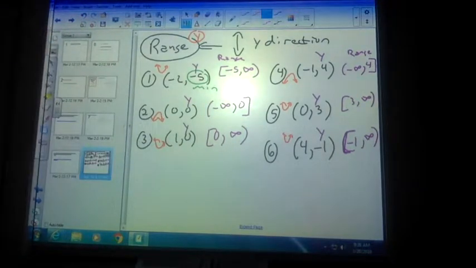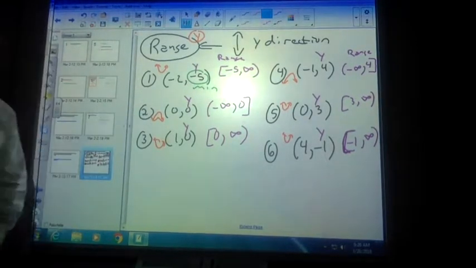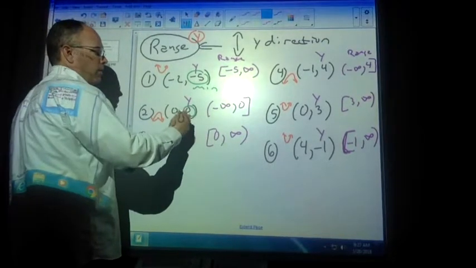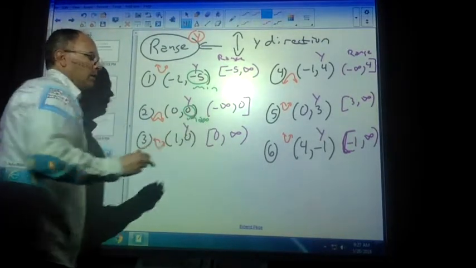The y component again. So the y component has all kinds of features it deals with. Okay? Problem number 2, the parabola opens down. Is the vertex at the highest point or the lowest point if it opens down? Highest point. So 0, right here, the y component of this is a max.